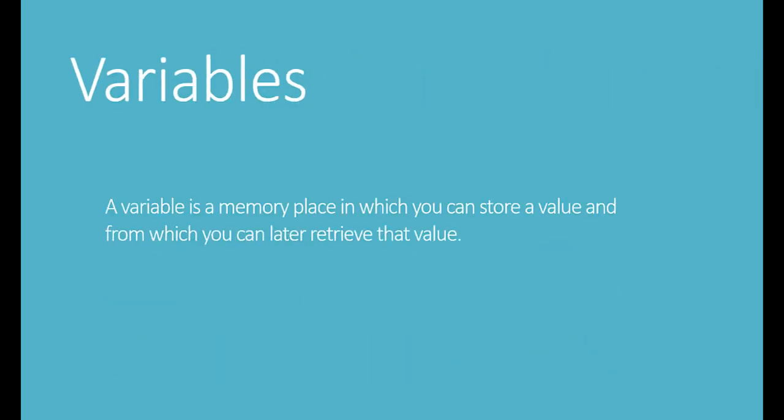Hi everyone, in this tutorial we will be looking at a very crucial part of programming: variables. A variable is a memory place in which you can store a value and from which you can later retrieve that value. It takes the place of a value, and you can use it throughout the program over and over.